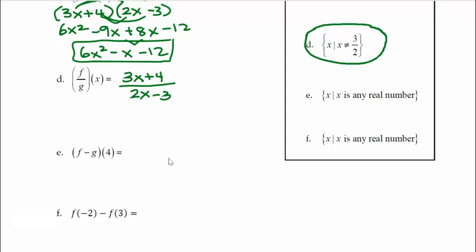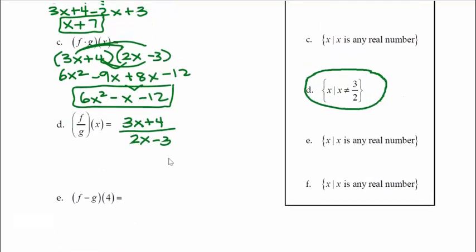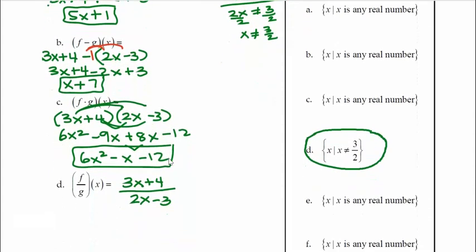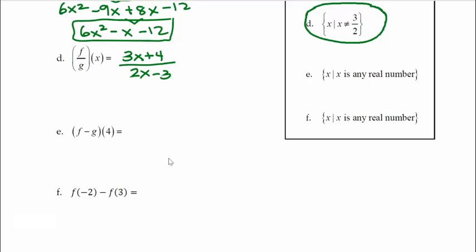Okay, and now let's look at this. So far we've just had x's and stuff. We've added them, subtracted them, multiplied them, divided them, but now we have this number that we're trying to put in as well. There's a couple of different ways that you could do this. This f minus g of 4 is really saying f of 4 minus g of 4. So I could plug those in and subtract them and see what I come up with. All right, so let's do that.